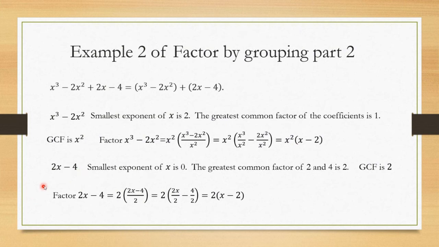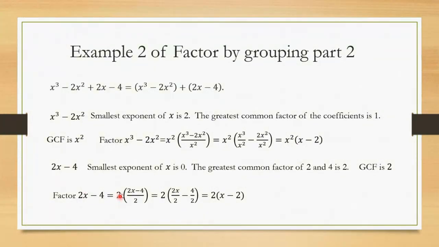For 2 and 4, 2 is a factor of 4, so 2 must be the greatest common factor of 2 and 4. Again, you could list the factors of 2 and 4 if you want. You would see 2 is the greatest common factor. So the GCF of this thing must be 2, 2 times x to the 0, which is just 2. So what do we do? GCF is 2. Factor it out.